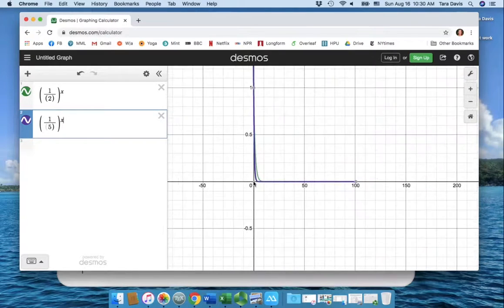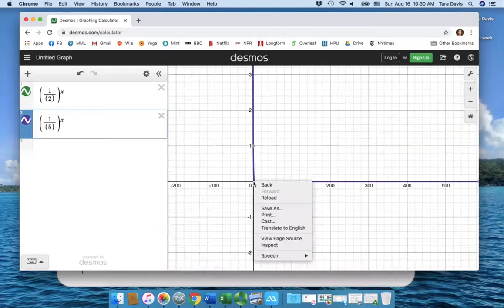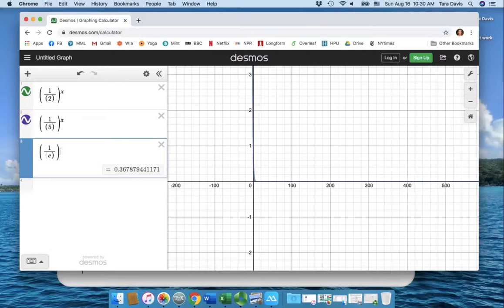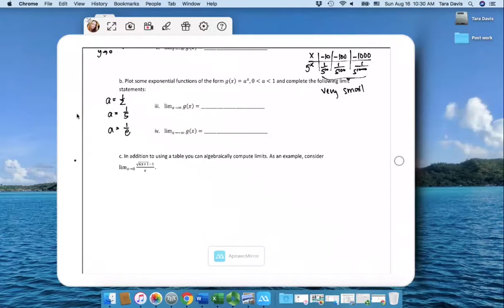But remember, I don't want to zoom way in. I care about what happens as x goes to infinity, so I'm going to keep it zoomed out. And then I'm also going to do 1 over e to the x, and that's in black. It also looks similar. So, okay, that's cool. That lets me know that probably what the graph will look like is something like this, right? That's what all those graphs were looking like on there.